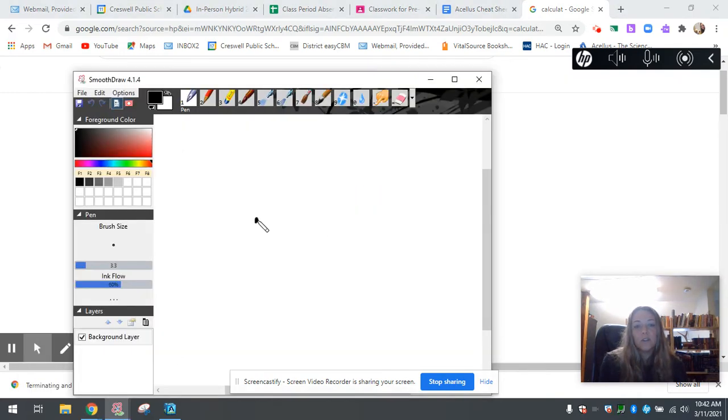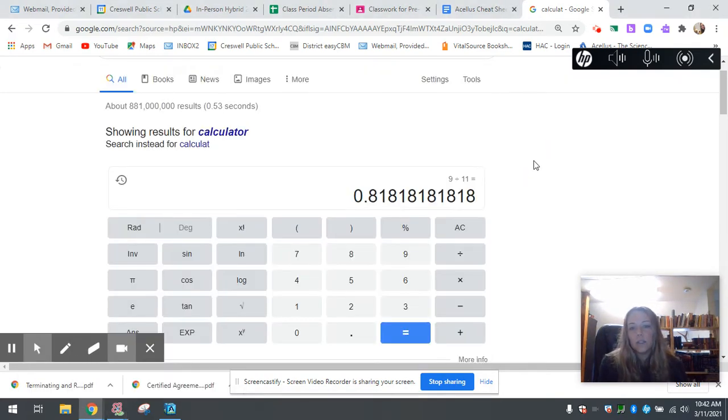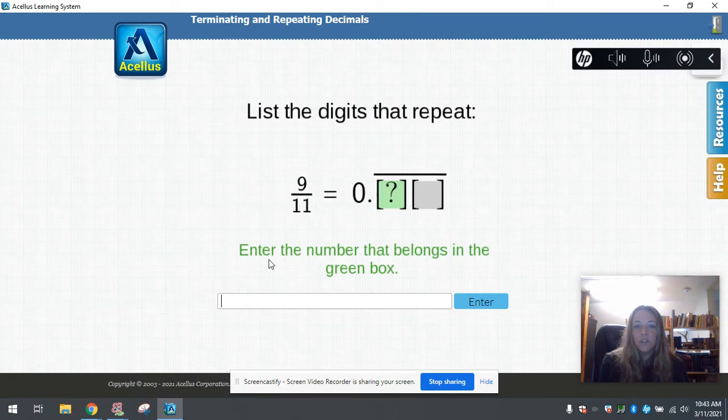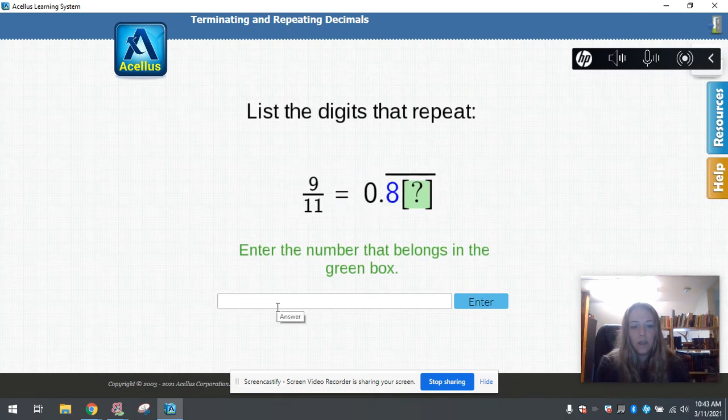Okay, so if we got that, what is it? 818181. Almost wrote it backwards. 0.81, and that 81 is repeating a whole bunch of times, we would write this dash above it to show it's repeating. And the way I picture it, with an arrow saying this 81 is just going to keep on going to infinity and beyond. But what Acellus has asked us to do just says enter the number that belongs in the green box, list the digits that repeat. So we got an 8 and we got a 1.